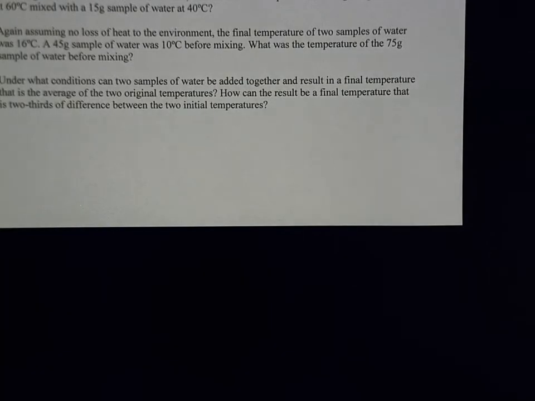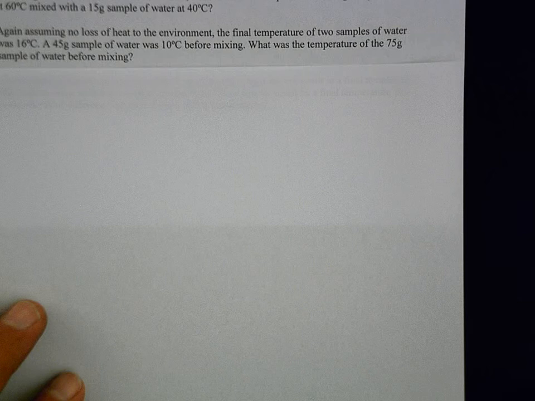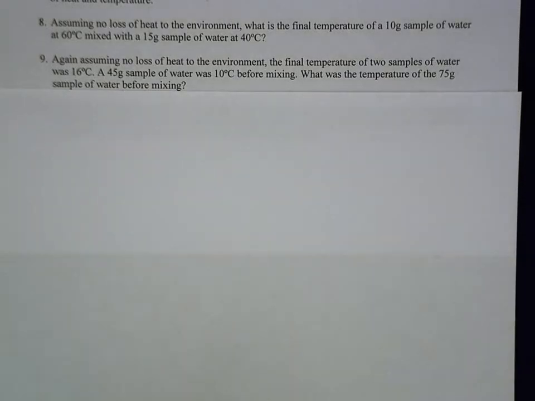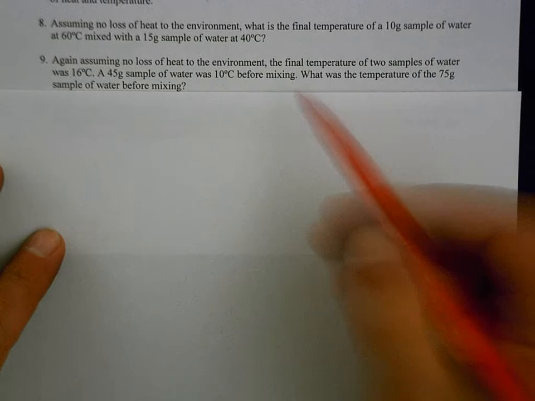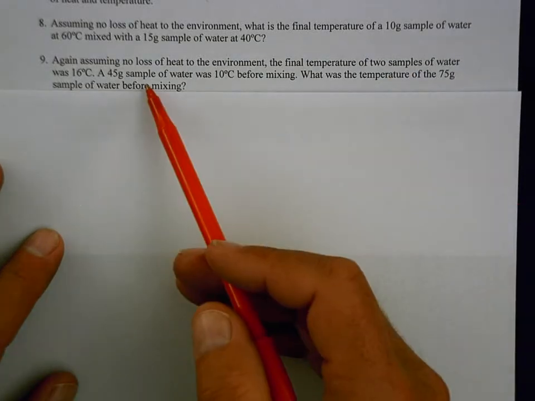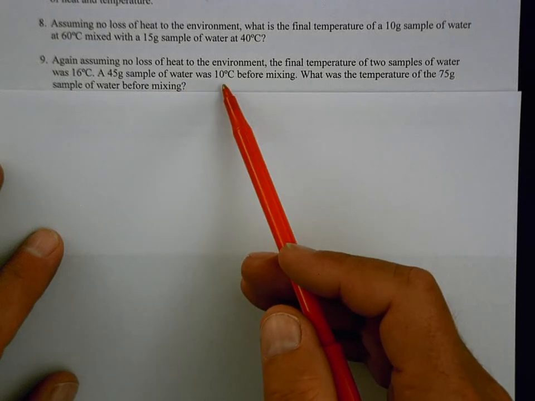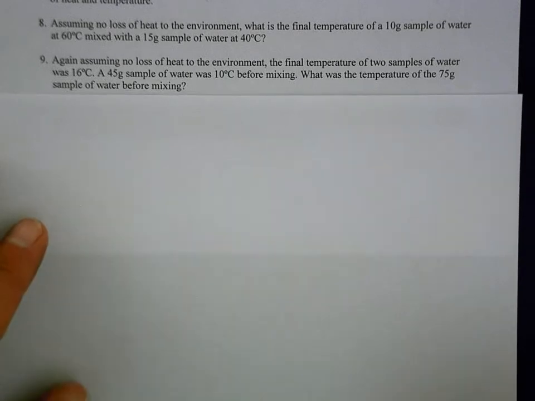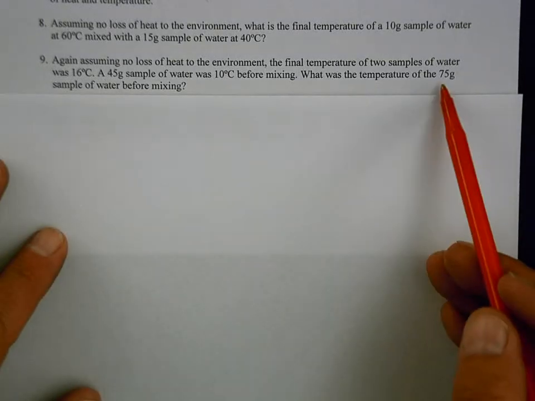Now let's look at problem 9. And again, we can only do these because we're assuming there's no loss of heat to the environment. The hot water's heat went into the cold water. Okay, final temperature is 16 degrees. A 45-gram sample of water was at 10 degrees before mixing. What was the temperature of a 75-gram sample of water before mixing? Hey, the 75-gram sample must have been the hot water.